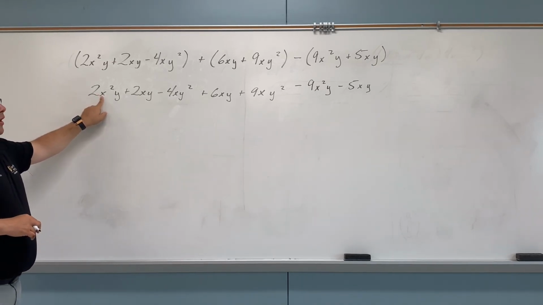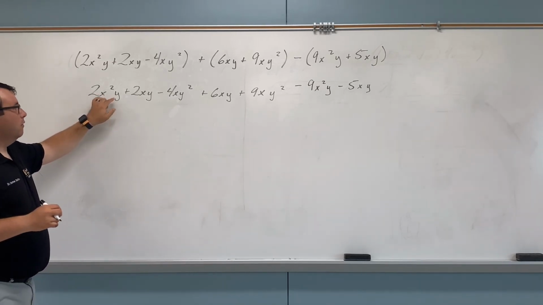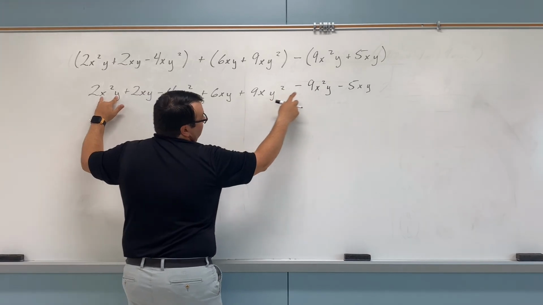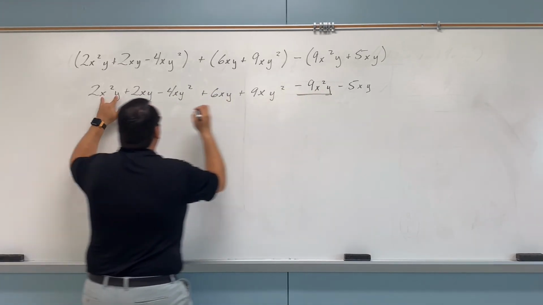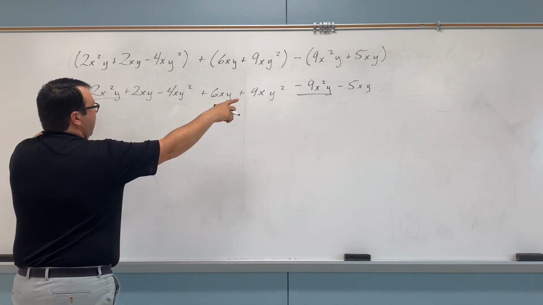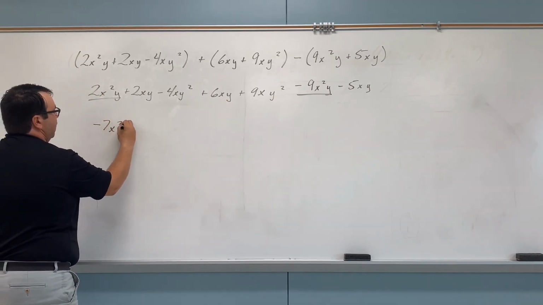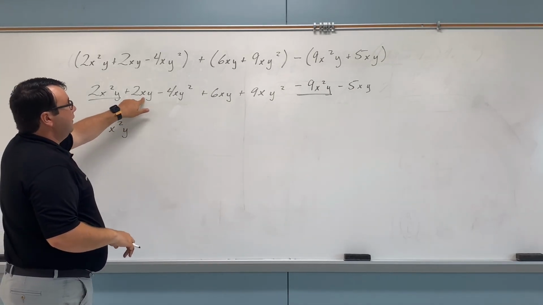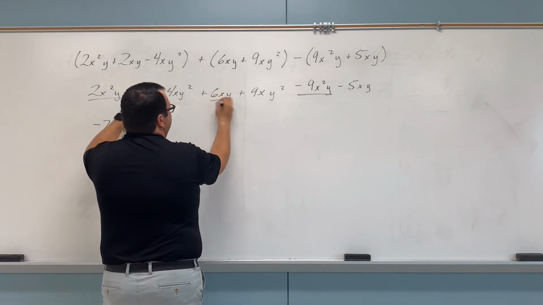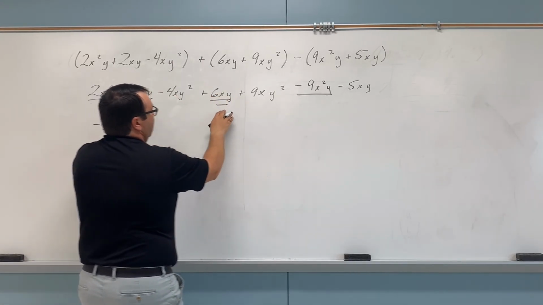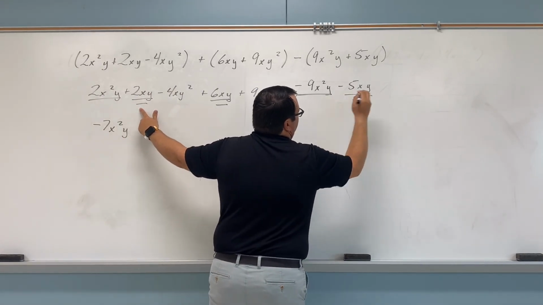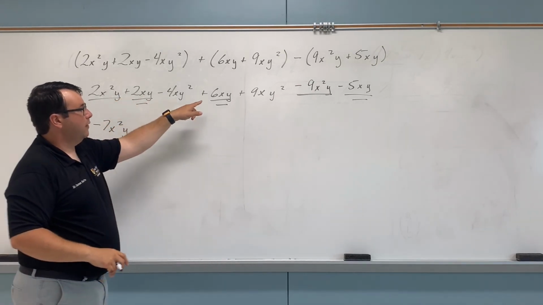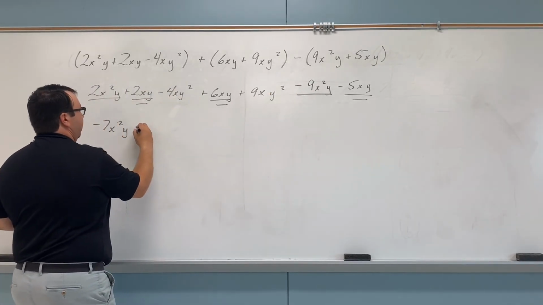I'm looking for x squared y first. So x squared y. No, no, no, no, yes. So I have an x squared y. 2 and negative 9 is going to be a negative 7 x squared y. Notice I solve these as I go. Just xy. No, yes, and yes. Now, 3 different pieces, that's okay. 2 plus 6 is 8. Minus 5 is positive 3xy.